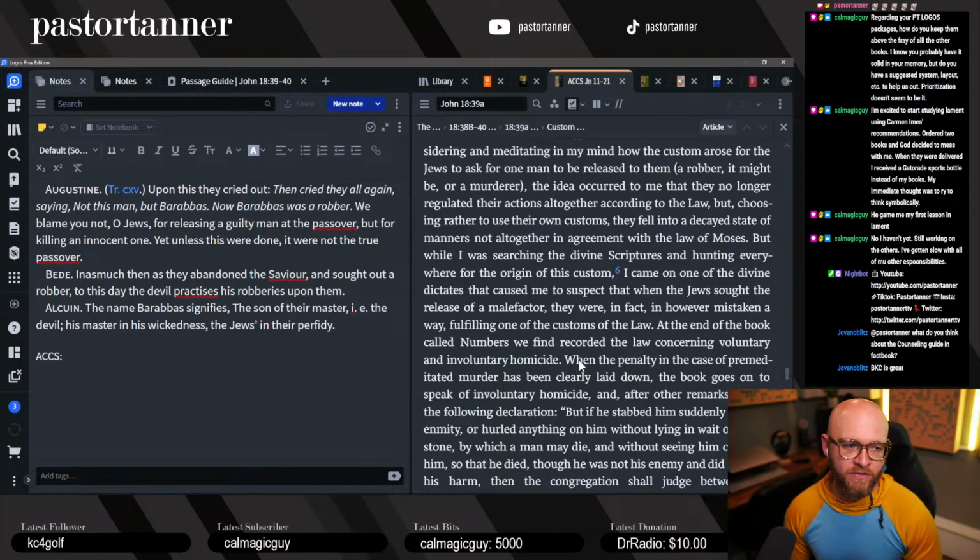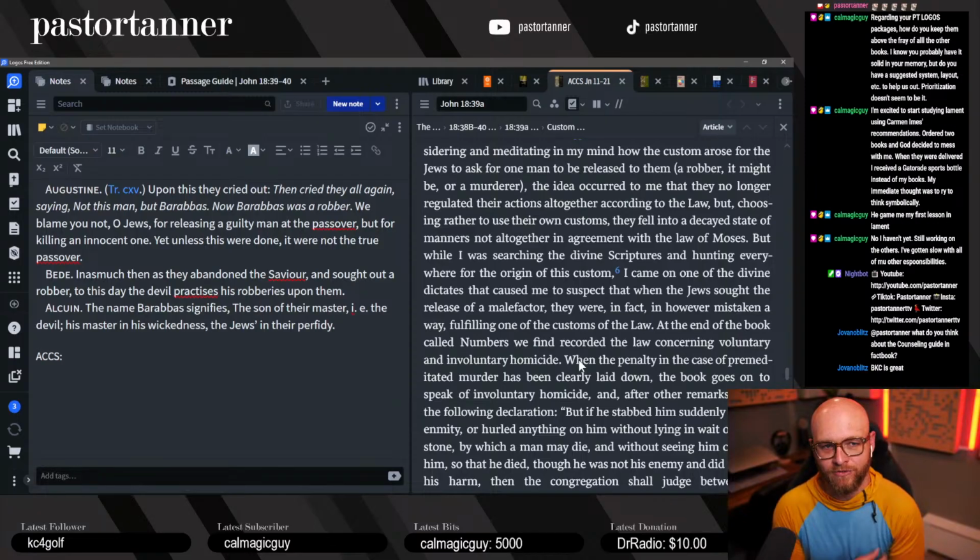But while I was searching the divine scriptures and hunting everywhere for the origin of this custom, I came on one of the divine dictates that caused me to suspect that when the Jews sought the release of a malefactor, they were, in fact, in however mistaken a way, fulfilling one of the customs of the law. Wow, this is very interesting.